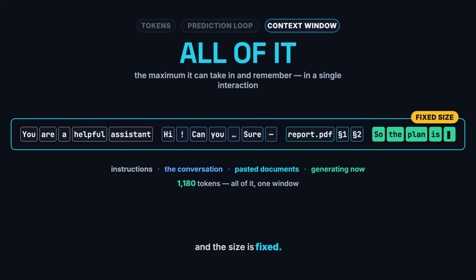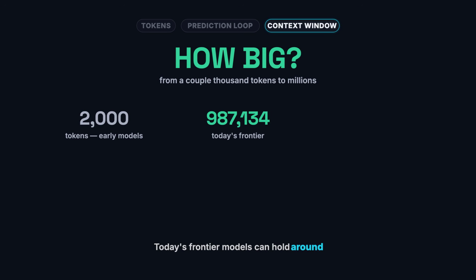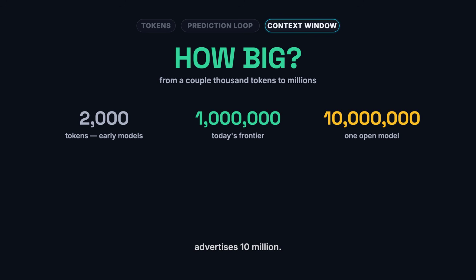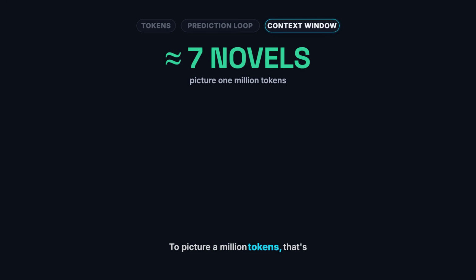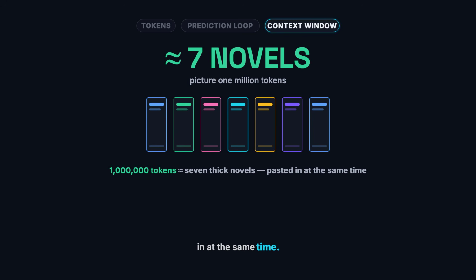And the size is fixed. Early models could only see a couple thousand tokens at once. Today's frontier models can hold around 1 million, and one open model advertises 10 million. To picture 1 million tokens, that's roughly 7 thick novels, all pasted in at the same time.